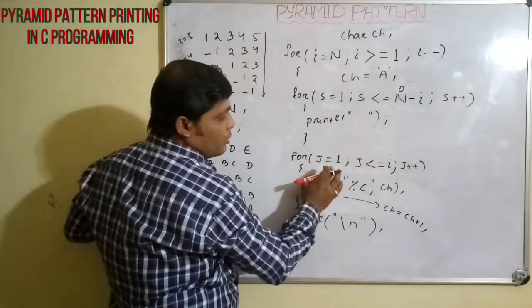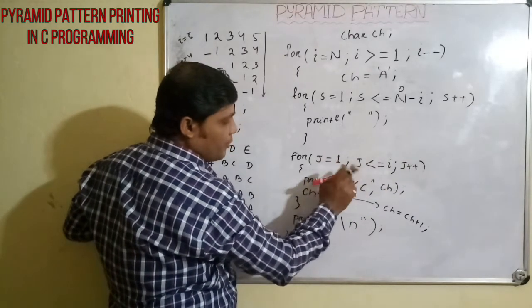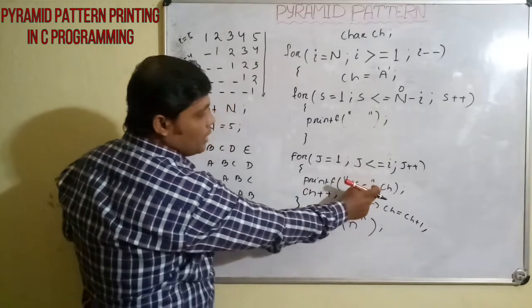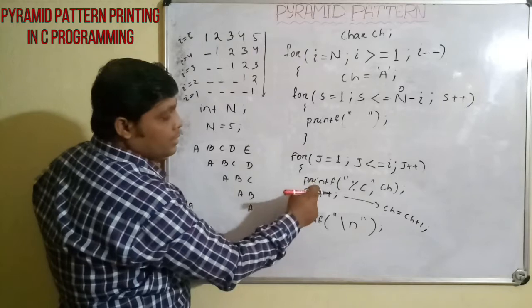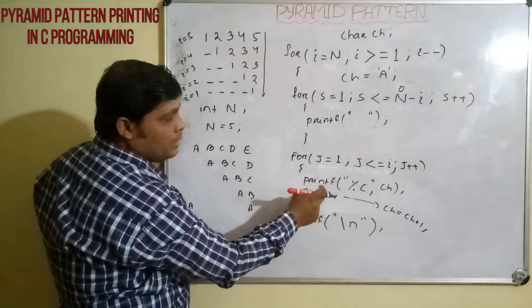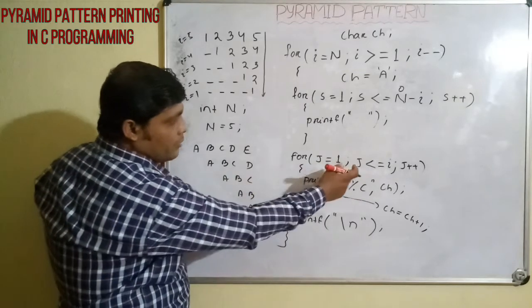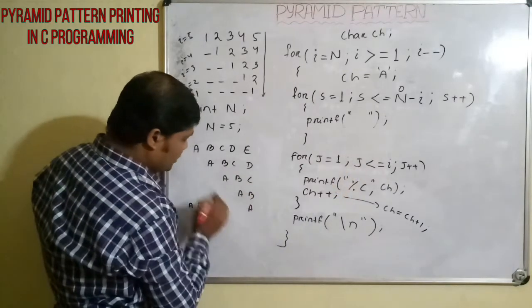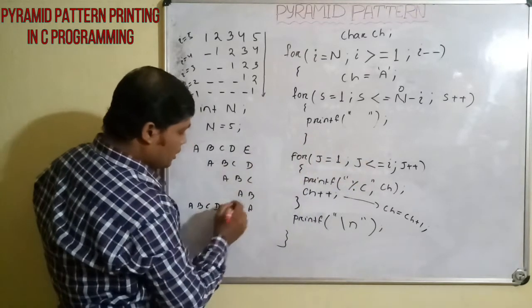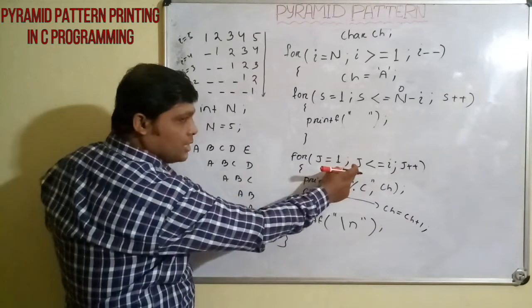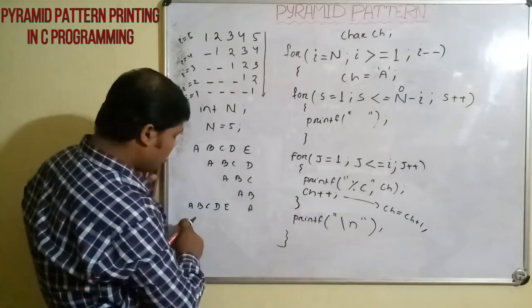And you can see for J equal to 1, J less than or equal to 5, J plus plus, it will work 5 times and print CH. So for 1, it will print the CH value, which is A. Then CH will be modified, CH value will be B. For J equal to 2, it will print B. When J value is 3, it will print C. When J value is 4, it will print D. When J value is 5, it will print E. When J value is 6, it will go out of this loop. Then come to the next line, print a backslash n and come to the next line.